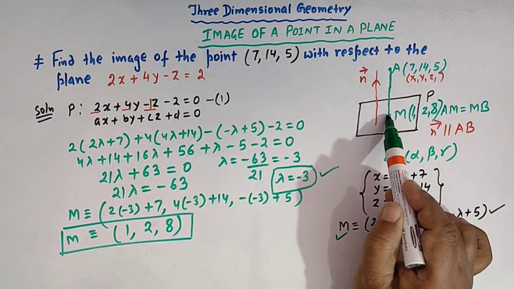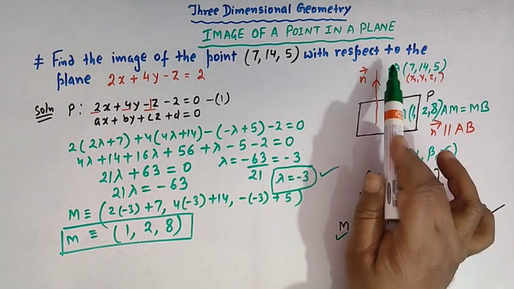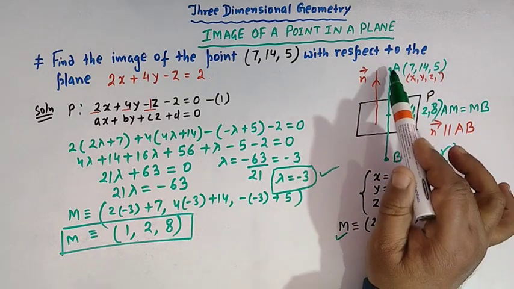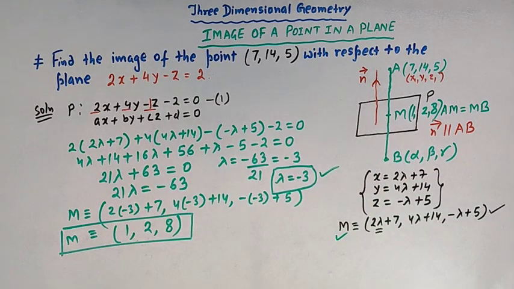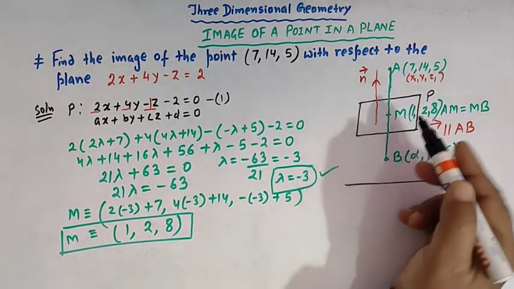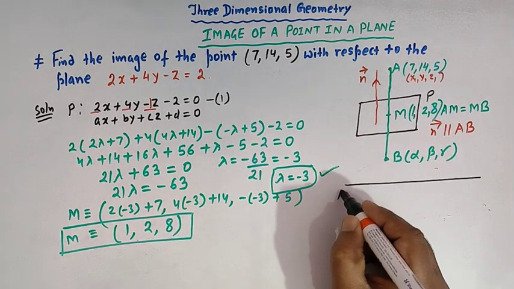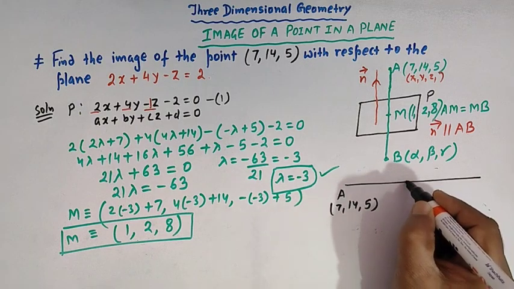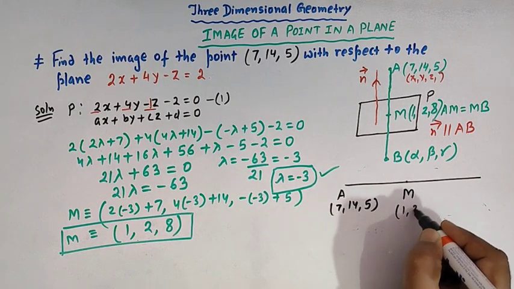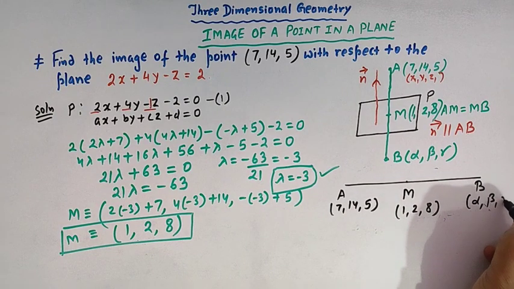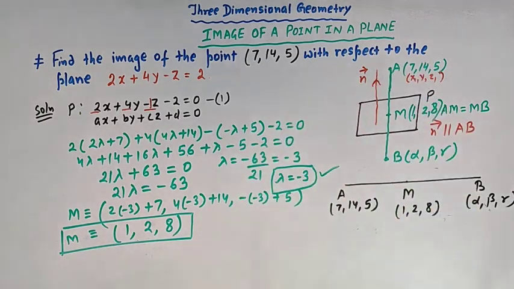And M is also the foot of the perpendicular, right? So here because AB is perpendicular to this plane P, and M is the foot of the perpendicular, right? So now we have the situation. See, here we have the line AB. We are redrawing it. Here we have 7, 14, 5. This is M, midpoint 1, 2, 8. And here we have B, alpha, beta, and gamma, which is the image of this point A, right?